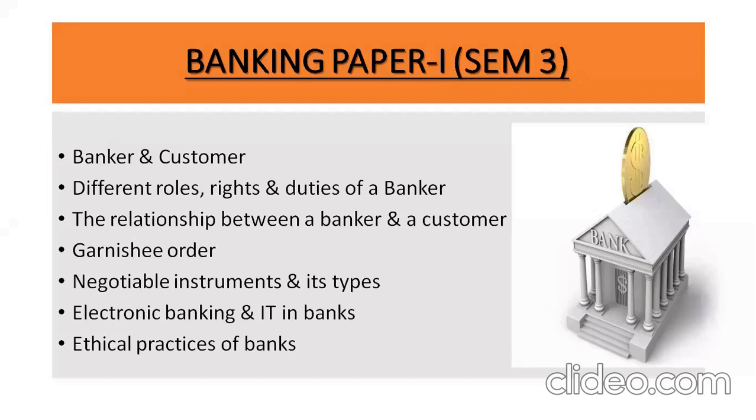who shall be a customer, the different kinds of relationships observed between a banker and a customer, could be a general relationship, a legal relationship, or a special relationship. The different roles, rights, and duties that a banker has to observe, garnishee order, negotiable instruments and their types, to name a few: a check, promissory note, bill of exchange. There would be wide topics covered under electronic banking, internet banking in the banks, namely topics pertaining to RTGS, NEFT, net banking, core banking, etc. The other ethical practices that a bank would have to perform.